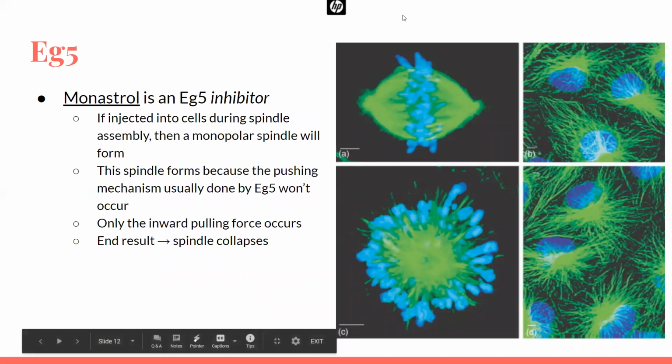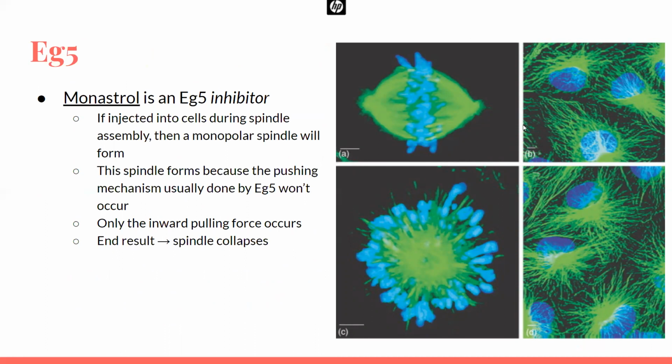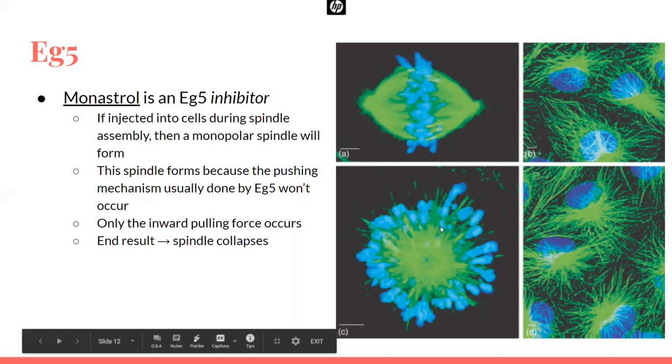is basically this. I know she showed these pictures in class, but this is without monastrol, which is an EG5 inhibitor. So basically what monastrol does is it inhibits EG5. So that pushing mechanism done by EG5 won't occur, but you still have this inward pulling force by the dynein motor proteins for the minus end. So you have this pulling force, but you don't have the opposing pushing force. So as a result, you can see in this picture right here that the spindle collapses.